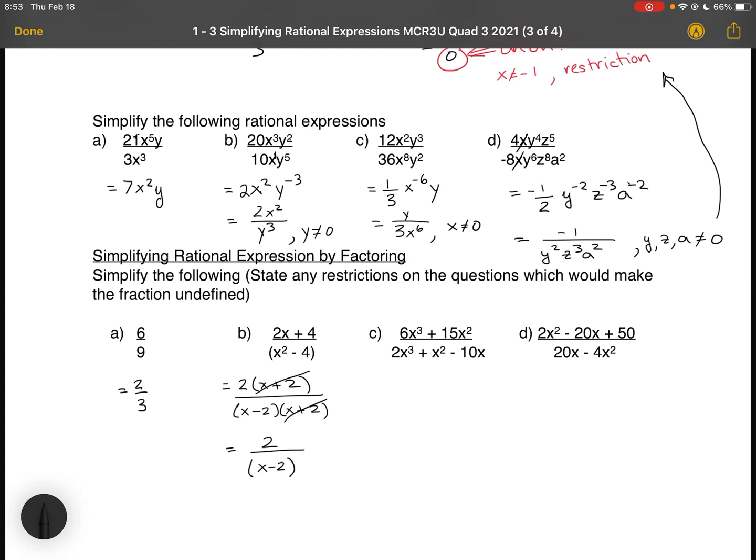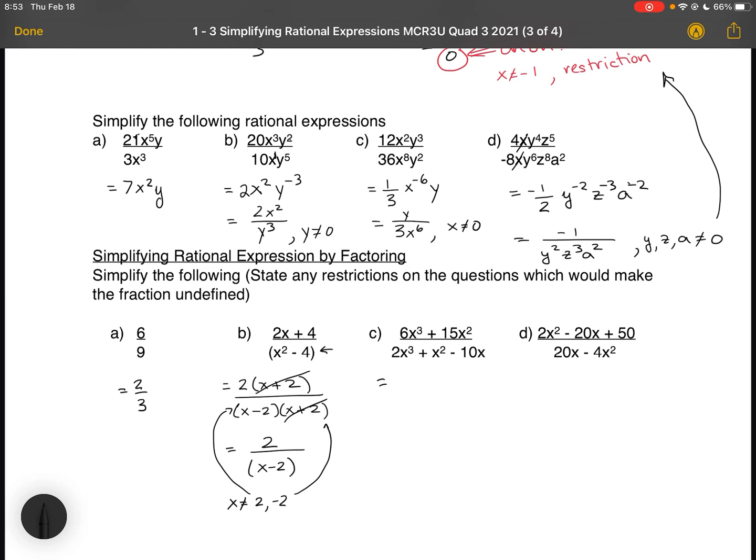And then the last thing that I'm going to do is state my restrictions. And I always state my restrictions going back to the beginning before I did any canceling. So in this case, there are 2 values that x can't take on, and those 2 values are 2 and minus 2, and those come from the zeros of the denominator, or what I got when I factored that expression. If I substitute in either of those values, I will get 0 on the denominator, and my expression won't exist.